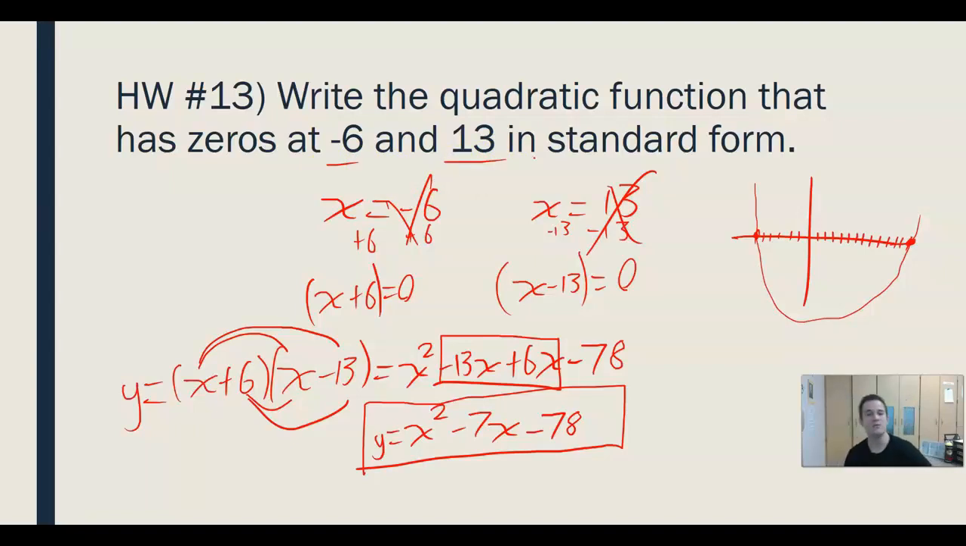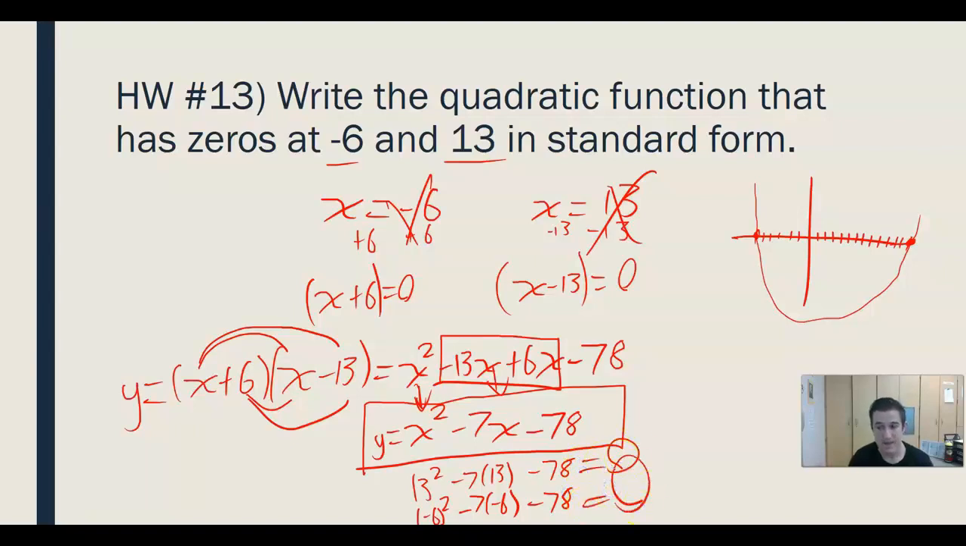And if you wanted to double check, go ahead and plug in 13 and negative 6 respectively for x in each of those. 13 squared minus 7 times 13 minus 78, and then negative 6 squared minus 7 times negative 6 minus 78. You should get 0 in both of those equations because these are the zeros, or the solutions, to that function.